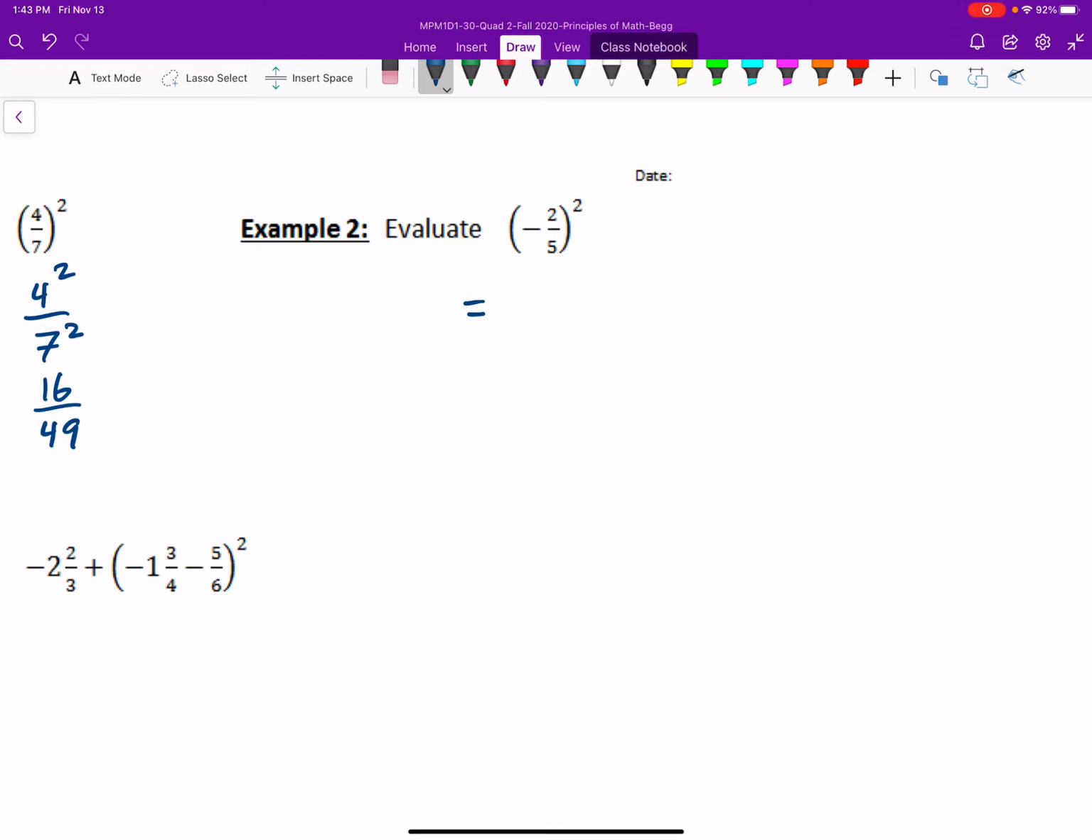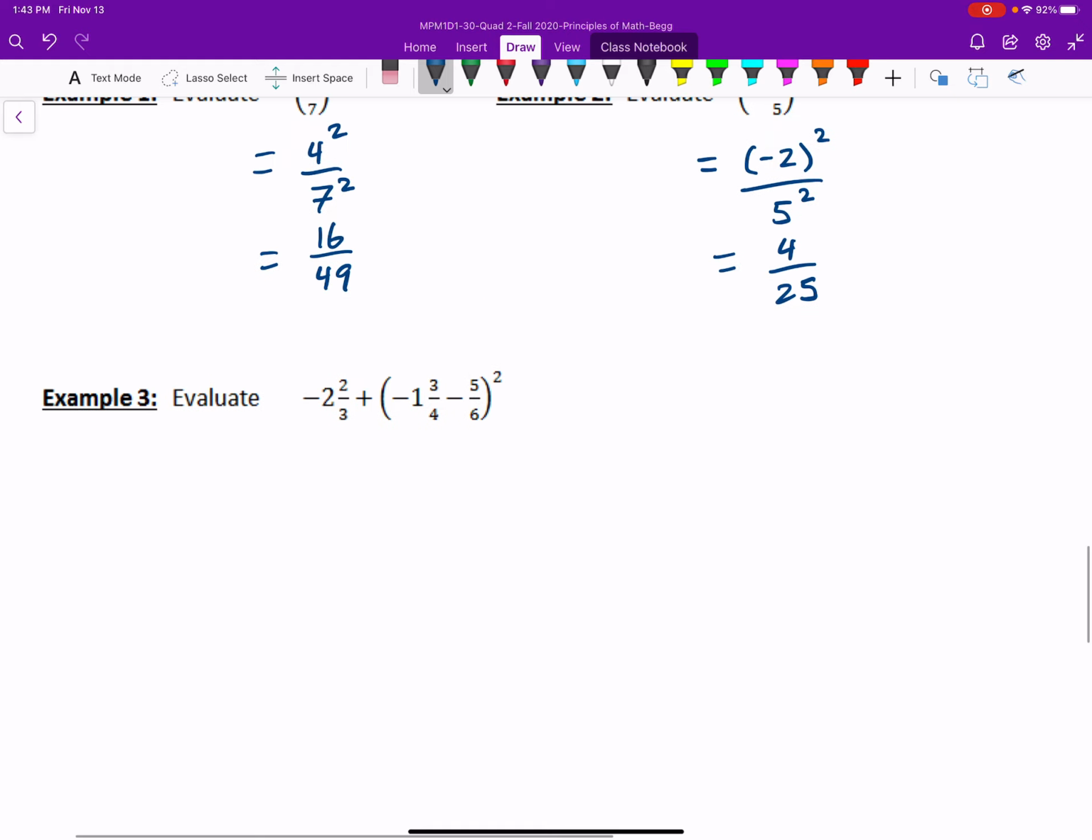Example 2, think of it like negative 2. Put that negative sign up top. So negative 2 squared over 5 squared. Negative 2 squared means negative 2 times negative 2. That becomes positive 4. It's an even exponent. 5 squared is 25, so it's positive 4 over 25.